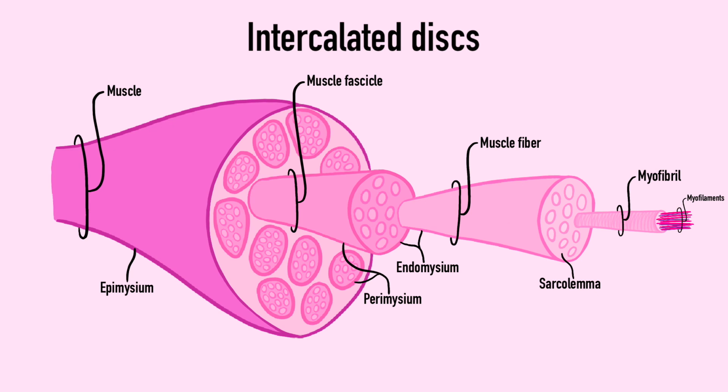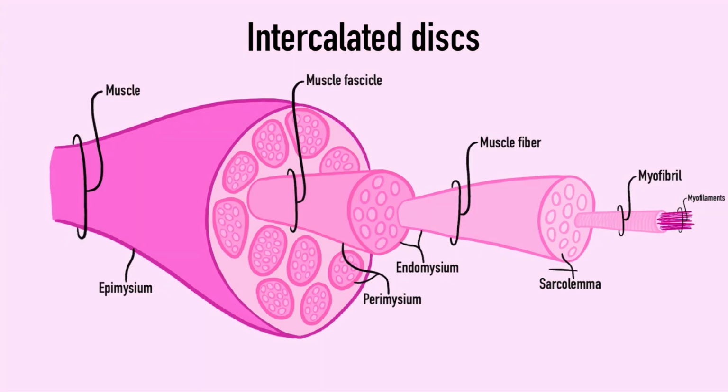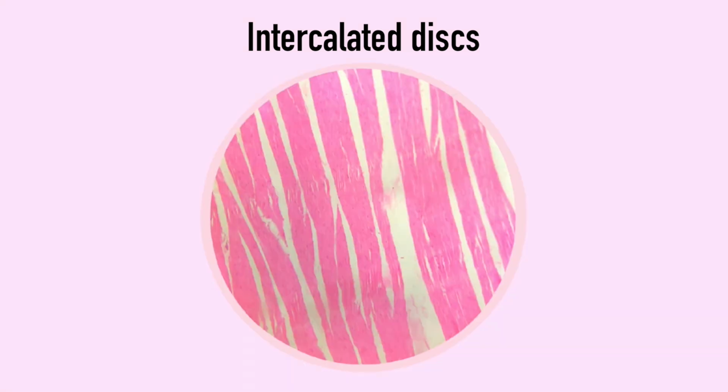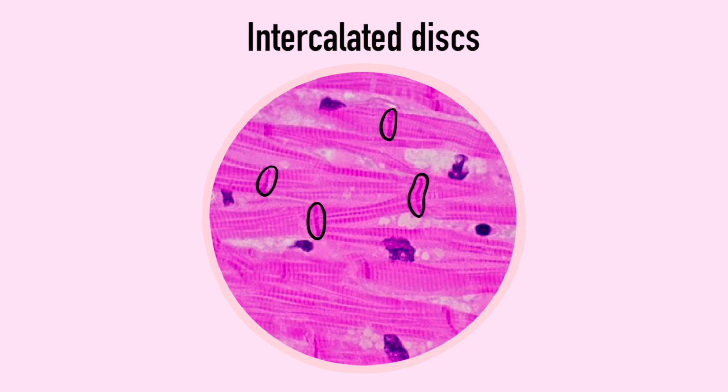The intercalated discs are part of the cell membrane of the muscle fiber, or as we call it, sarcolemma. Those are gap junctions that link and hold cardiac muscle fibers together during contraction. Now let's take a look at how intercalated discs appear on a slide under the microscope. Take a look at them here, but also keep in mind that they can appear as dark lines.